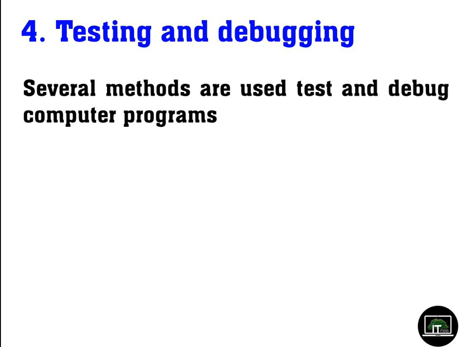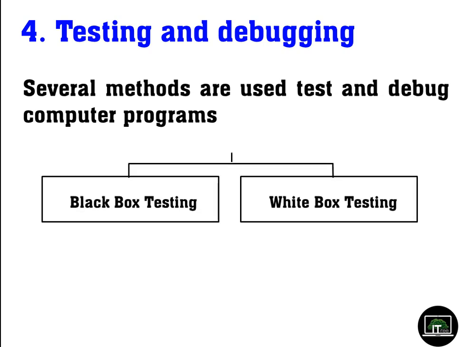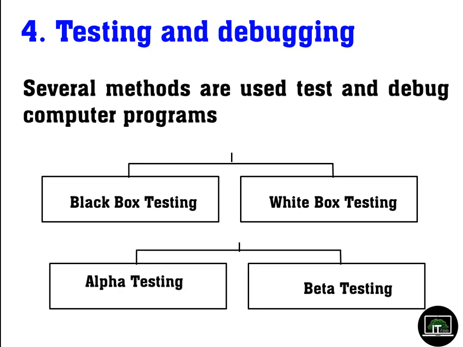For testing, several methods are employed to test the systems. Sometimes we do black box testing and white box testing. This is one method of testing programs. Black box testing, white box testing. There is another method called alpha testing and beta testing. But in ordinary level, we are not interested in discussing these methods in detail.